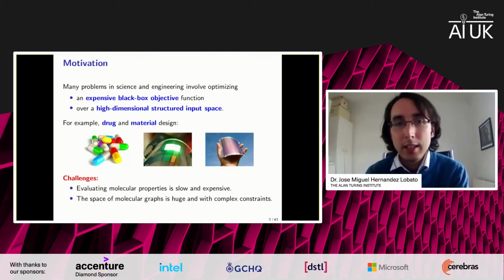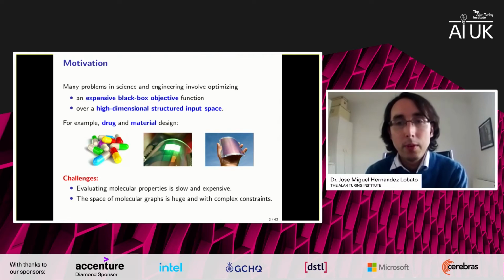It turns out that in science and engineering, there are many problems where we have to optimize some expensive black box objective function. And this objective function receives as input usually some high-dimensional structured object. And an example of this is the drug and material design problems. In these cases, our black box objective function is going to receive as input a description of a molecule, and the output is going to be some estimate of the properties of these molecules.